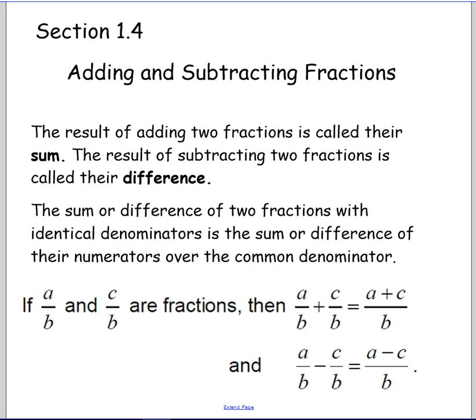The sum or difference of two fractions with identical denominators is the sum or difference of their numerators over the common denominator. So if A over B and C over B are our two fractions, then A over B plus C over B is the sum of A plus C over B. And if we're subtracting, the numerator is A minus C over that common denominator B.